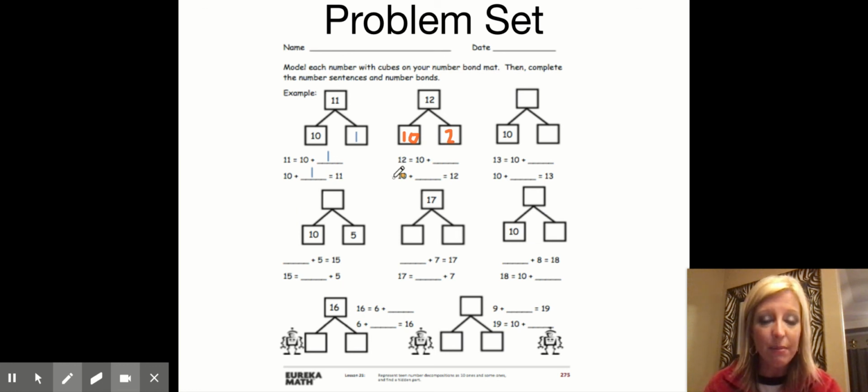Let's fill in our number sentence. 12 equals 10 plus what? What is that missing part? Look at your number bond to help you. 2. And then this one, this one's a little tricky. 10 plus what equals 12? It's still that missing part. Look at your number bond. Very good. Our missing part is still 2.